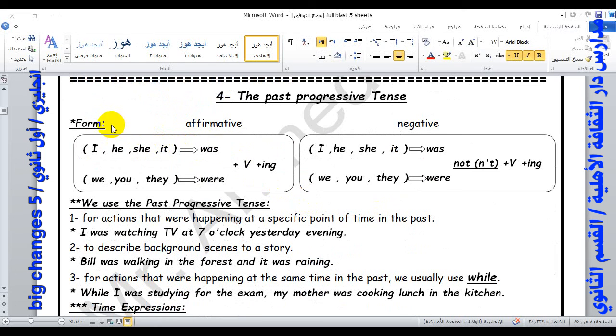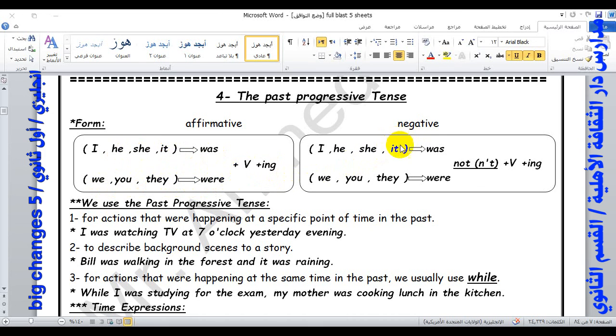First, we should know the form of the past progressive tense. صيغته ايه؟ In the affirmative form, we must have was or were followed by a gerund. gerund دي معناها verb وانتهي ب ing. Was comes with I, he, she, it. Were comes with we, you, they.